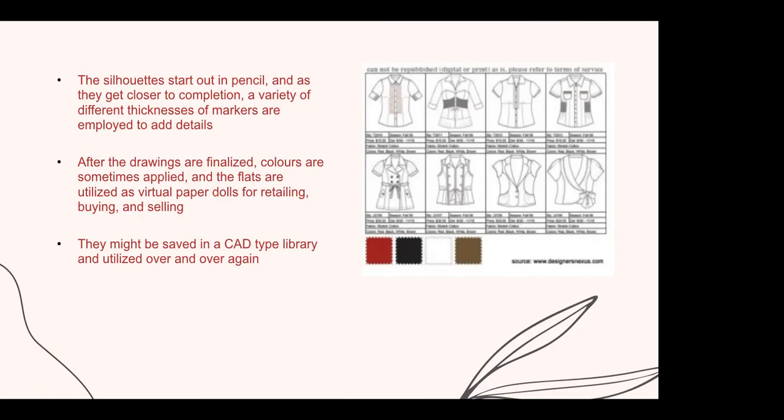So these are also important for your archives. Look is derived from the illustration. The detailed garment is derived from the flat drawing. I hope I'm clear, everyone.